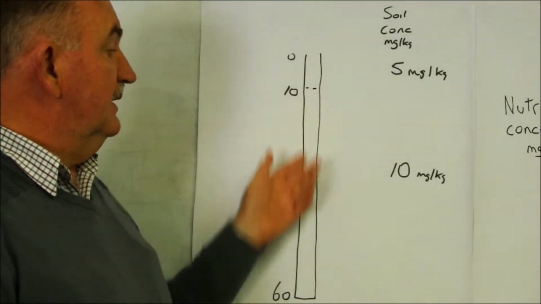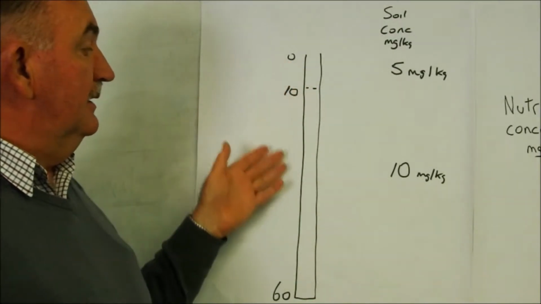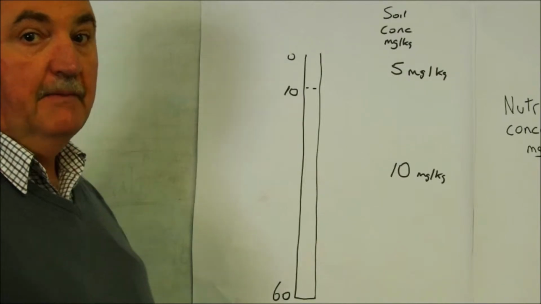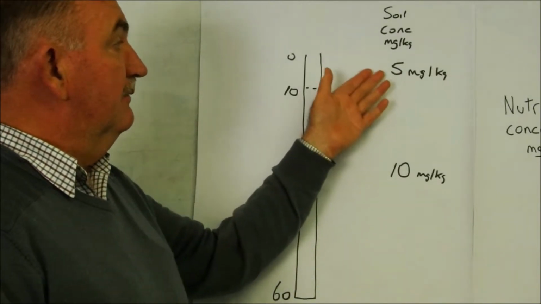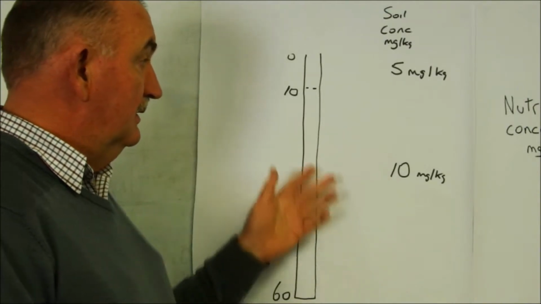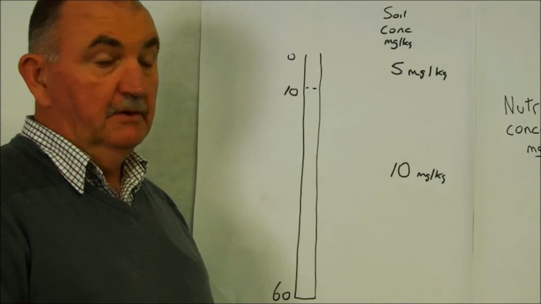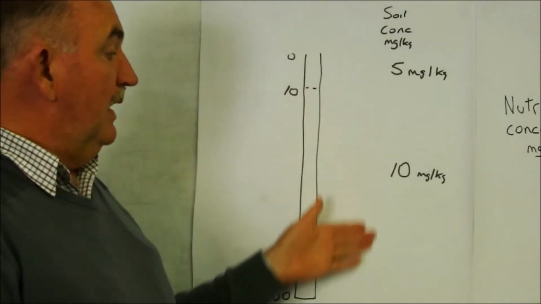Okay, in this case here, a 60 centimetre sample is taken, split into 0 to 10 and a 10 to 60, sent away to the lab, and we get two readings back. We get 5 milligrams per kilogram for the 0 to 10, and we get 10 milligrams per kilogram for the 10 to 60. So what's the average? Well, it's not 7.5, okay, because the weighting is down here.